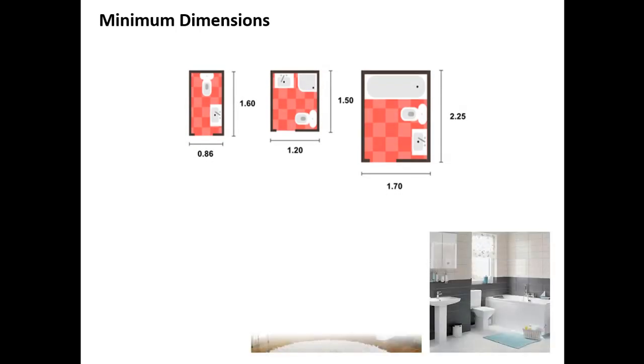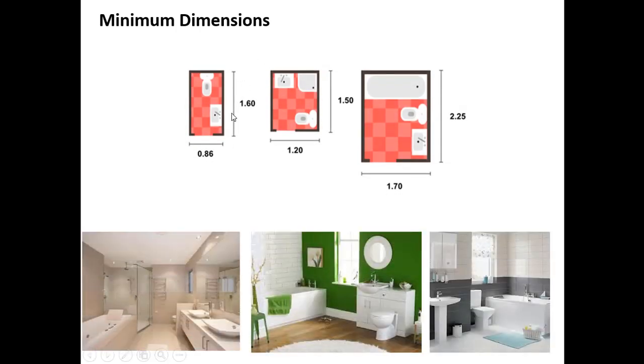Okay, and how to arrange this? Here, this is the minimum one. This is how to arrange 3 devices, and if we have a big bathtub, we can put it here and here, the 2 one. These are the minimum standard dimensions for the bathrooms, and here are some interior designs for the bathrooms as we see.